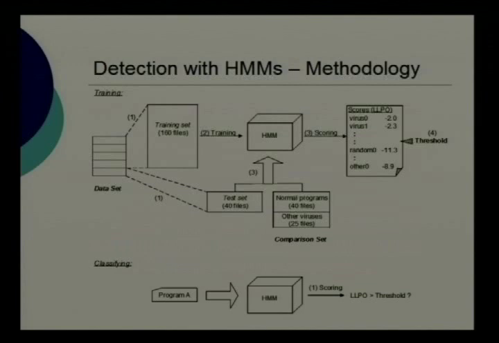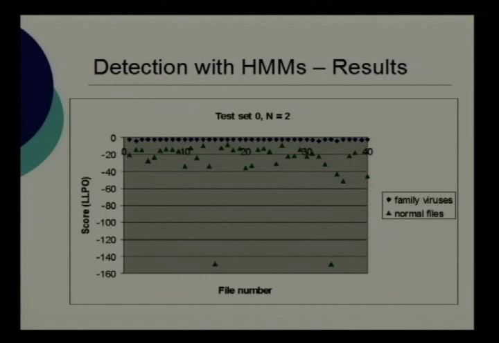This is a typical result of all the 25 models. We can see the model in fact assigns high values to family viruses, and the probabilities assigned to normal files are much lower. So if we can reasonably select a threshold that clearly separates them, we can actually achieve a 100% detection rate when we try to distinguish a normal file from an ANVIC virus.